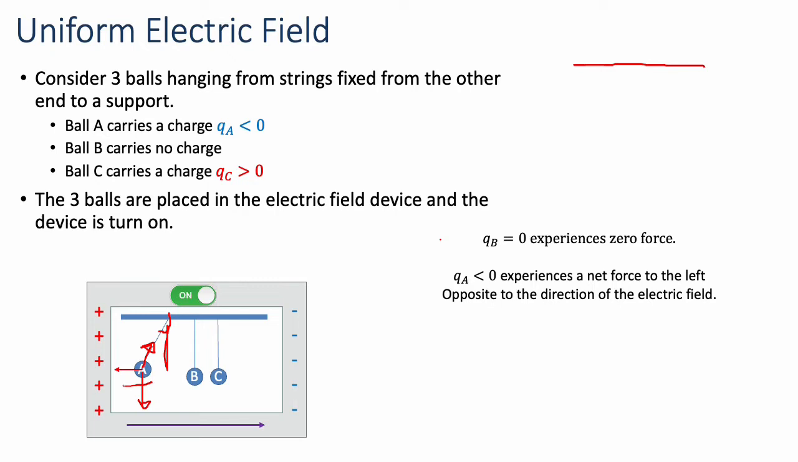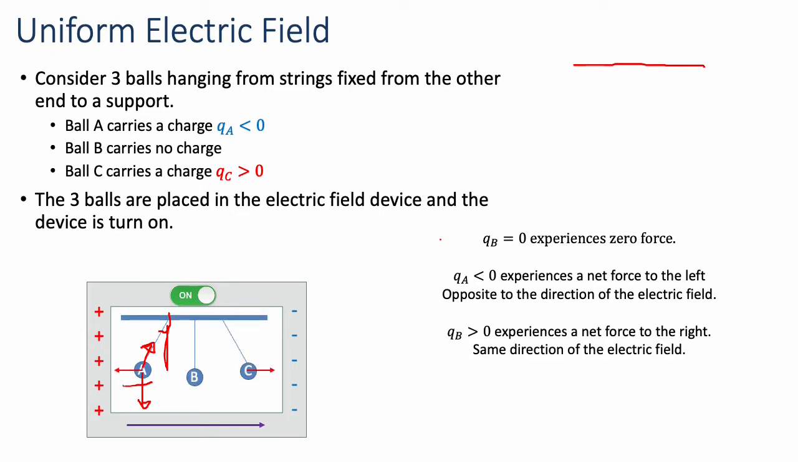Now C is positively charged, so it's going to be attracted by the negative side and repelled from the positive side, so it would feel a force to the right. So the net force on C is in the same direction as the electric field. We have a tiny mistake here. This is QC, right? So QC is the one that is larger than 0.